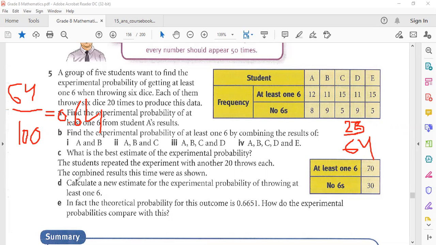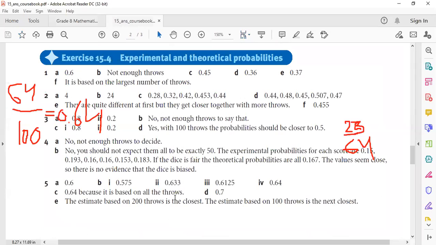In fact, the theoretical probability of the score is 0.6, so compare the experimental probability with this one. So how do we compare with this? First of all, 0.64 because it is based on all the throws. Okay, and D is 0.7 because we get our answer 0.70 divided by 100. Total we have 100. The estimate based on the 200 throws is the closest. The estimate based on 100 throws is next closest. Okay. So if it's 100, it's less close, but 200 is very close. Okay. So I hope you understand this one.